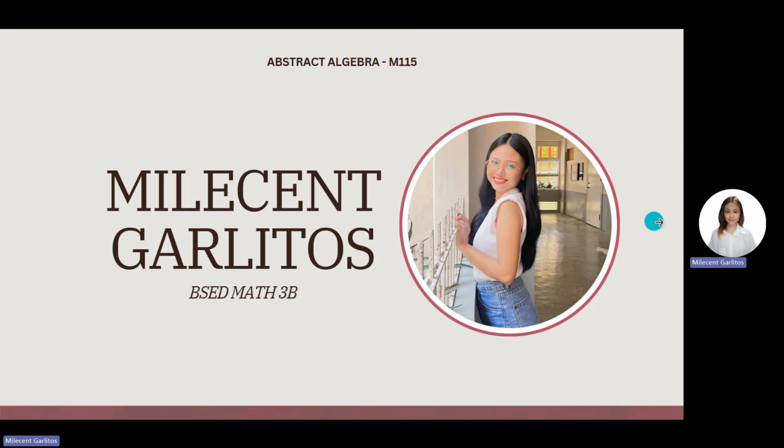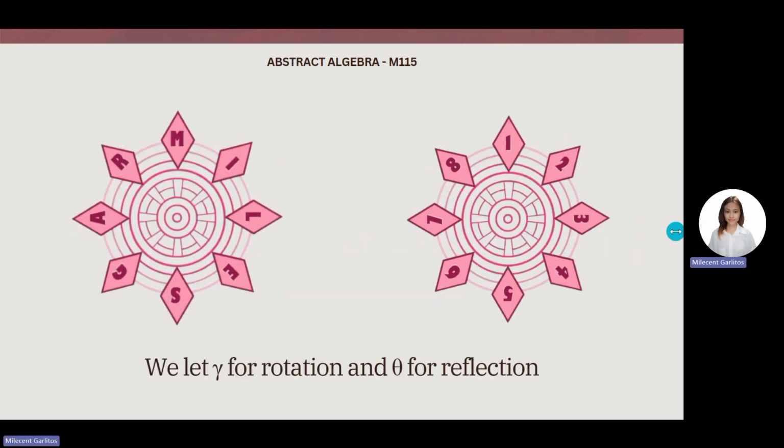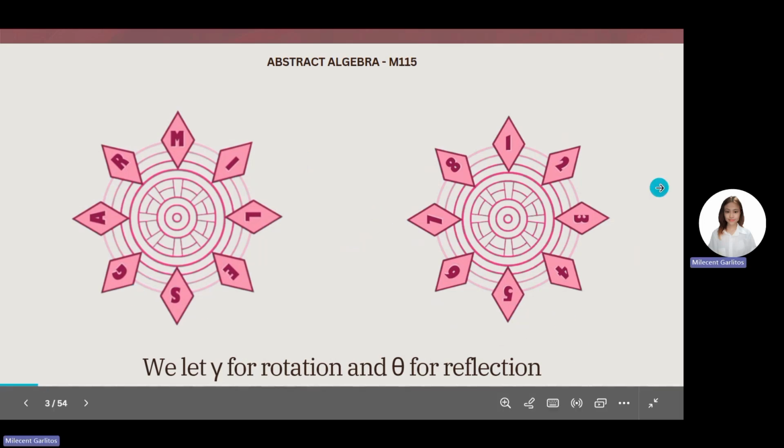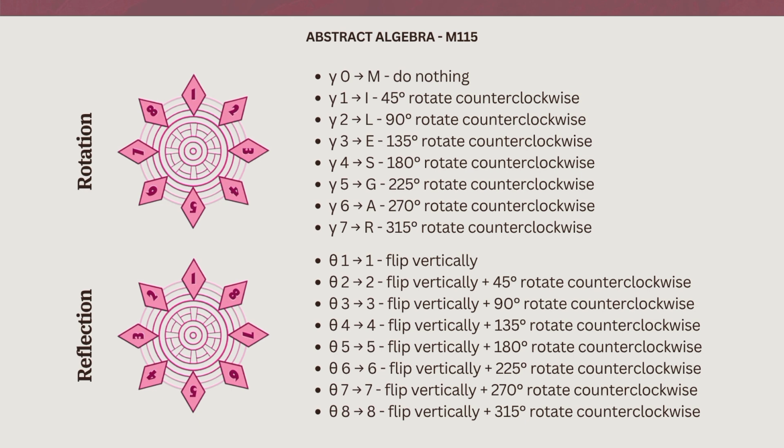And for today, we are going to talk about permutation, or the permutation group of the geometric model Pink Aurora. In here, this is the Pink Aurora algebra, and this is the front face move, and this is the back face move. So we let gamma be for rotation and we let theta be for reflection. Since we let gamma be for the rotation and theta for the reflection, here is the notation that we serve for the movements of the front face and the back face, in which the rotation is from the front face while the reflection is from the back face.